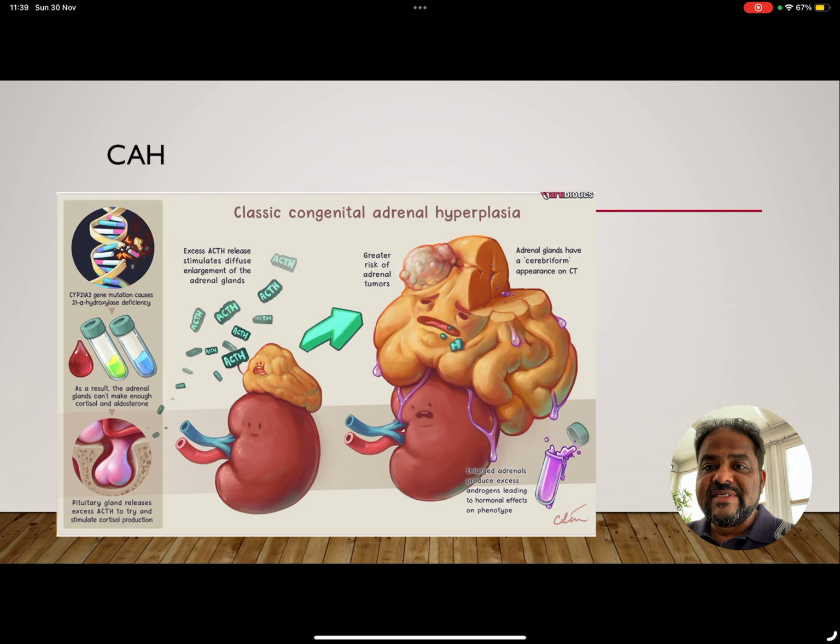As you can see, the CYP21A2 gene mutation causes 21 alpha hydroxylase deficiency, and because of that, the adrenal glands can't make enough cortisol and aldosterone. Because there is no feedback to the pituitary, the pituitary produces excess ACTH to stimulate the adrenal glands, and that's why there is a greater risk of adrenal hypertrophy as well as tumors.